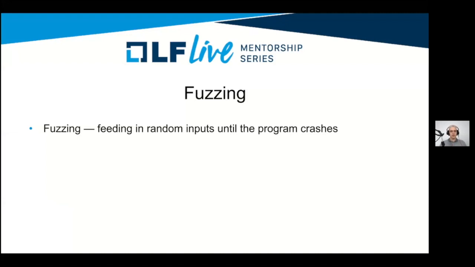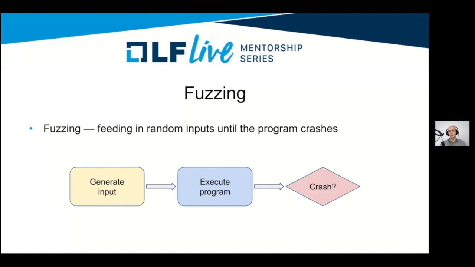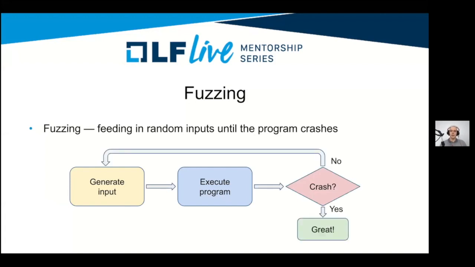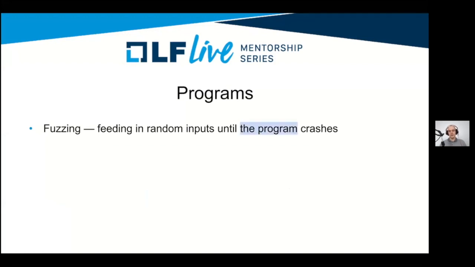So what is fuzzing? Fuzzing is a technique to automatically find bugs in computer programs. And it's really easy to use. You just generate random inputs, feed them into the program, execute the program, and check. If it crashed, it's great, you got a bug. And if it didn't crash, you just keep on going and generating new inputs. It's really straightforward. As long as you can execute a program, you can use fuzzing and try to find bugs with it.